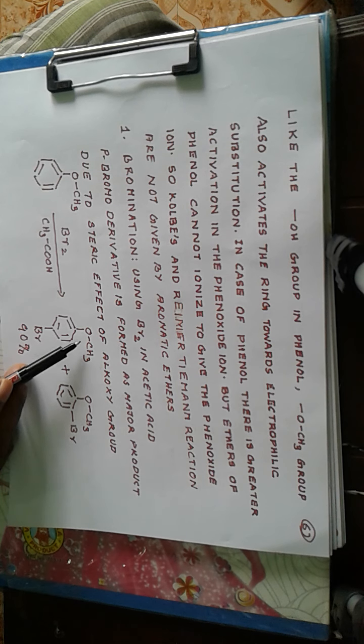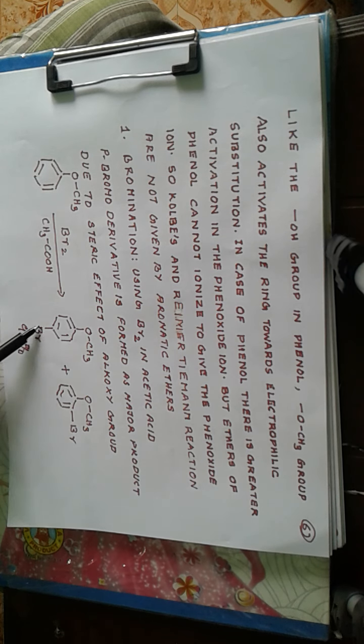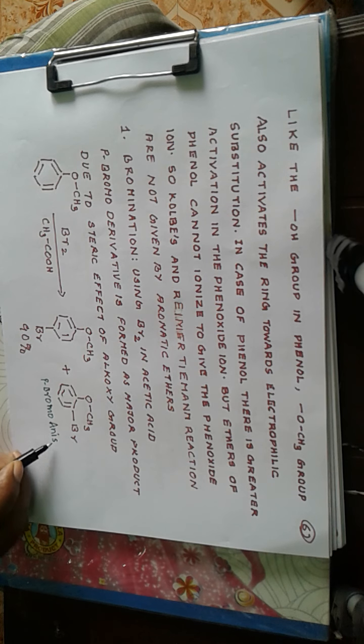Then bromination using bromine in acetic acid. So milder conditions are only needed for bromination. We get parabromomethoxybenzene or parabromoanisole, and orthobromoanisole are formed, parabromoanisole being formed to the extent of 90%.